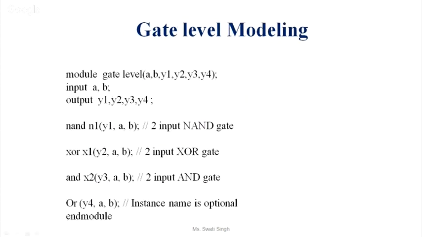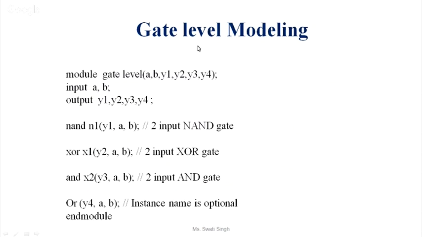First of all, gate level modeling. In gate level modeling, suppose I am taking an example. I am creating a module, giving it the name gate level, and assigning some variables: a, b, y1, y2, y3, and y4. Out of these 6 variables, a and b are inputs, so we have to declare input a and b. Then y1, y2, y3, and y4 are the outputs, so we have to declare output y1, y2, y3, and y4.